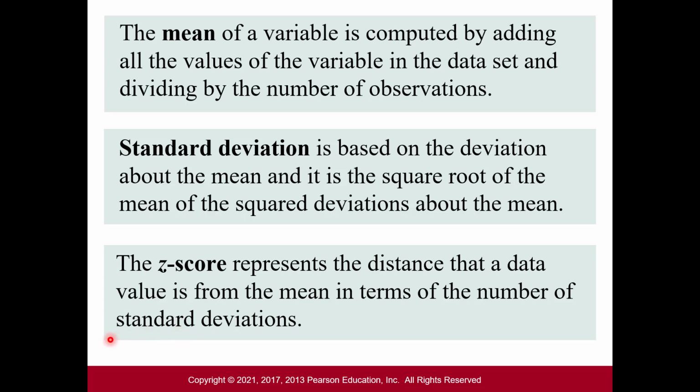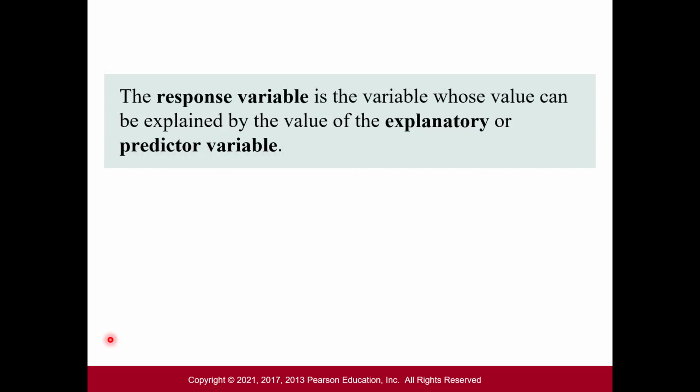Okay, so something new, the response variable. Since we're talking about two variables now, we have what's called a response variable, and it's a variable whose value can be explained by the value of the other variable, which we call the explanatory, or sometimes you hear it called the predictor variable. So we're going to have two variables in our data set, and one is an explanatory or independent variable, and then the other one is the response or dependent variable.